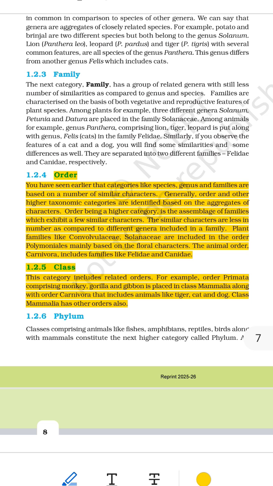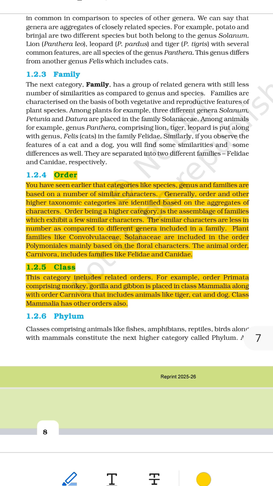So in biology, the levels are species, genus, family, order, class, phylum, kingdom, domain. Now let's focus only on order and class, line by line, word by word, like you're just starting out. Order. Let's break down the sentence. Sentence: order is the assemblage of families which exhibit a few similar characters. Meaning word by word, order equals a group or collection of families.